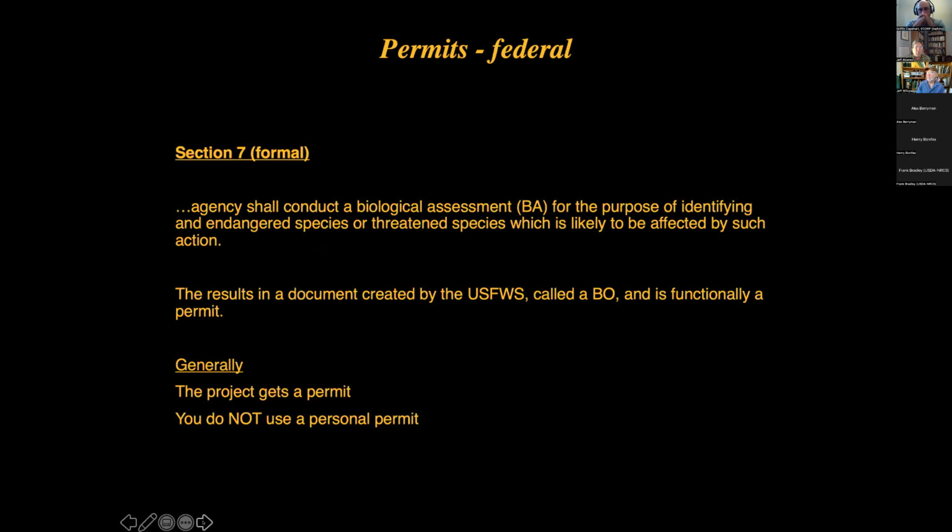Say you're going to put in a Walmart somewhere and it's going to be next to a pond that has red-legged frogs. You're going to have to go into formal Section 7 consultation, which means you're going to have to prepare a biological assessment, which we converted to a biological opinion. The biological opinion is your functional permit, and that is the permit your project works under. You don't want to work under your personal permit. So I'm going to keep saying that over and over, and we'll say that in the field too.